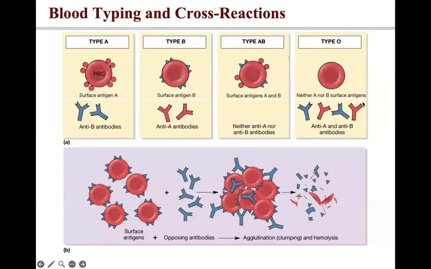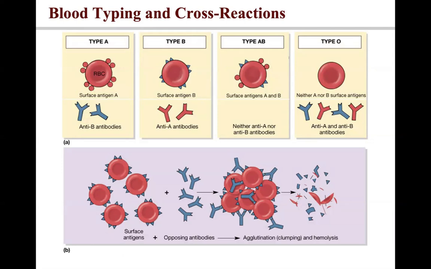Type O does not have any antigen, but it has antibody A and also antibody B. So it actually cannot take up blood from any one of them. So type O is known as the universal donor because it can give blood to each one of them. And type AB is known as the universal acceptor because it can accept blood from any one of them.